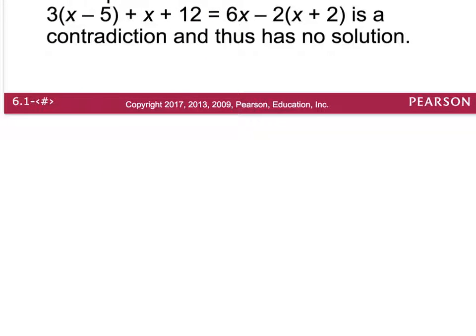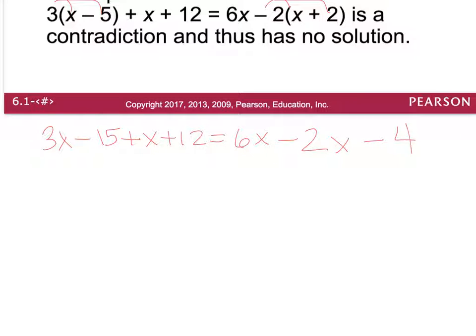So the equation is 3 times the quantity x minus 5 plus x plus 12 equals 6x minus 2 times the quantity x plus 2. The first thing you would do here is distribute your 3 and distribute your minus 2. Be careful when you distribute a negative number because it will change the signs of both items in the parentheses.